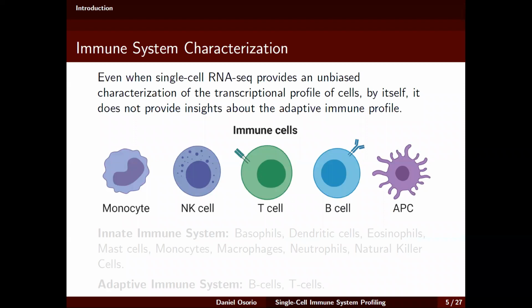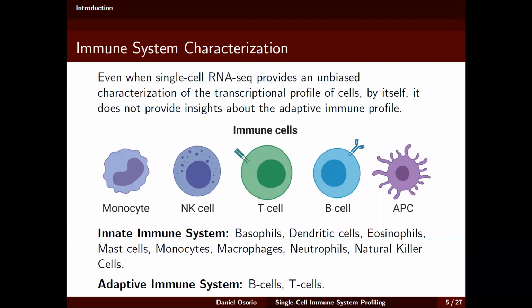But single-cell RNA-seq data, as it is, cannot give us enough information about the adaptive immune system, because single-cell RNA-seq can allow us to characterize the innate immune system, consisting in the expression profile of basophils, dendritic cells, eosinophils, mast cells, monocytes, macrophages, neutrophils, natural killer cells, but it may provide us information about the expression profile of the B cells and T cells, but not of all the antibodies and adaptive immune profile that these 2 kinds of cells produce.